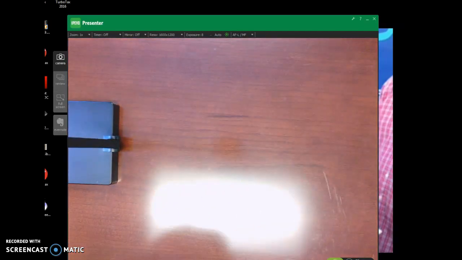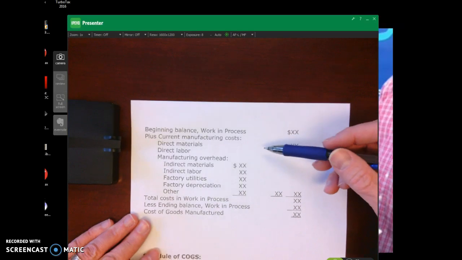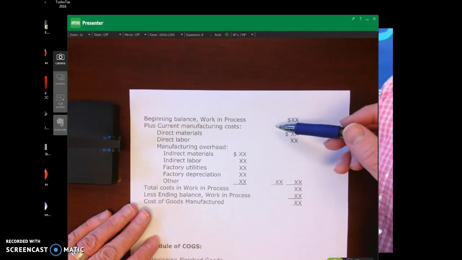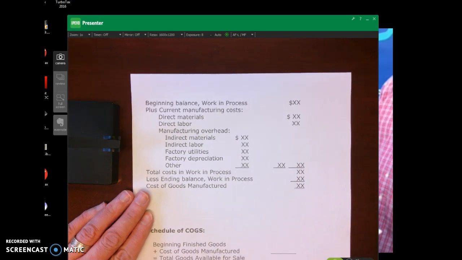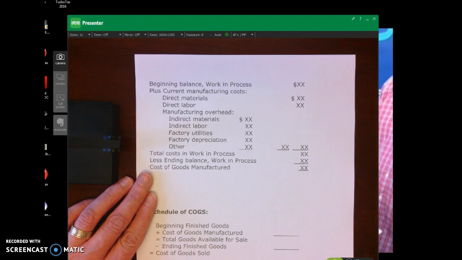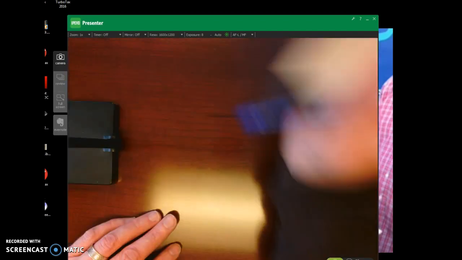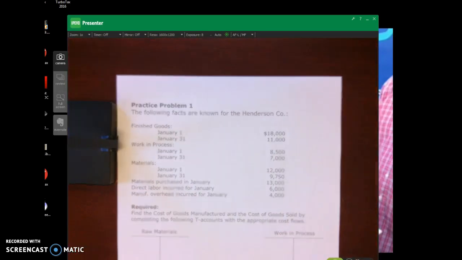So the next few pages I'm just going to go over pretty quickly, or this page I'm going to go over pretty quickly. So again, this just gives another example of our schedule of cost of goods manufactured, and then our schedule of cost of goods sold, which you can probably see a little bit better on the prior page. This is just another example. Okay? So let's go on and talk about our problem 1 for our Henderson company right over here.